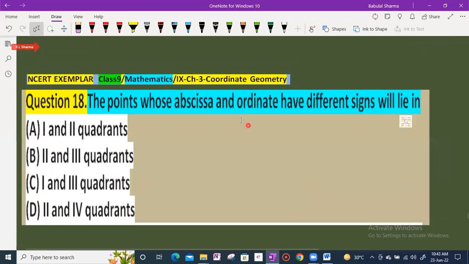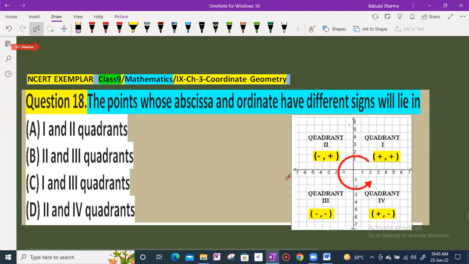Next question on your screen. The points whose abscissa and ordinate have different sign. Abscissa means x coordinate and ordinate means y coordinate, का अलग-अलग sign का है. देखिए, this is positive, negative, then this is positive, different sign है. That is positive and negative, ये भी different sign है. तो कौन से quadrant में different sign है? In the second quadrant and fourth quadrant.